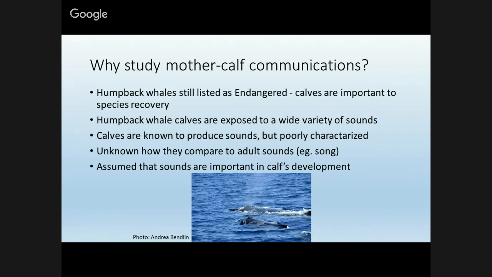For example, for the males, singing for reproduction, even though we don't know exactly what the context is. We know that in social groups, they make a lot of so-called social sounds to communicate with each other. For feeding, they use that to coordinate for feeding together in groups. And so once these calves grow up, we know they're going to be using these sounds for something. We just don't know how they developed or how they learned these sounds.